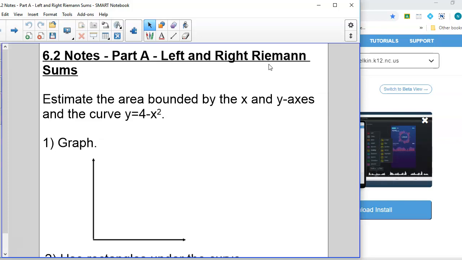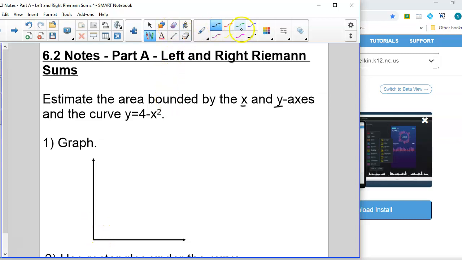So this first example says to estimate the area bounded by the x and y axes and the curve y equals 4 minus x squared. Okay, so the first thing I just want us to do is graph 4 minus x squared. And we're estimating the area bounded by the x and y axes and the curve. I probably really should have just said first quadrant on this, because the region bounded by x and y and the curve is also over here. But we're looking in that first quadrant for this one.